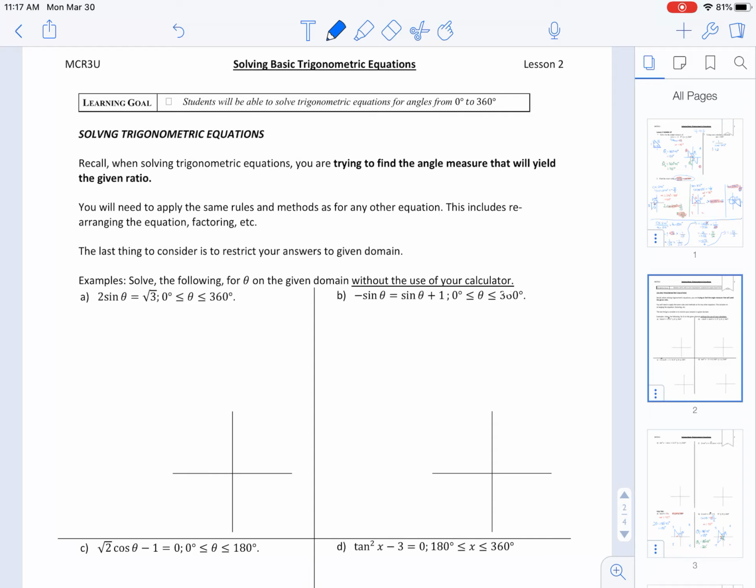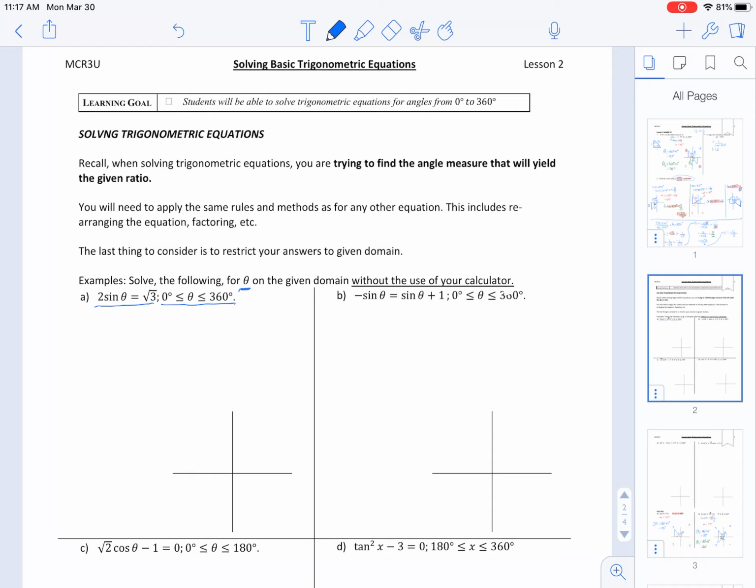So if we dive right into the first one, it says solve the following for theta, given the domain without using your calculator. So the first one here, we've got 2 sine theta equals root 3, so those numbers should look familiar. And then this is really just over 0 to 360.